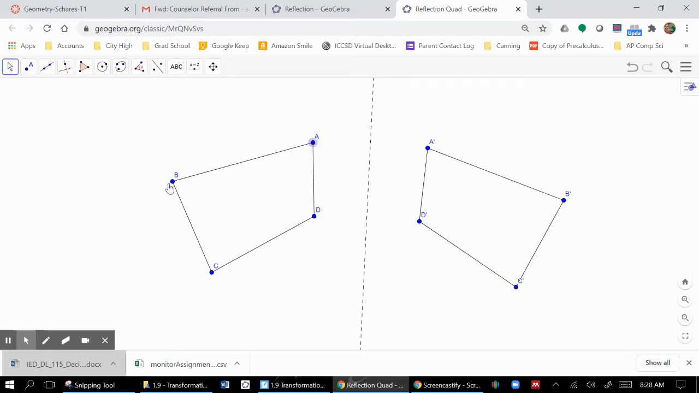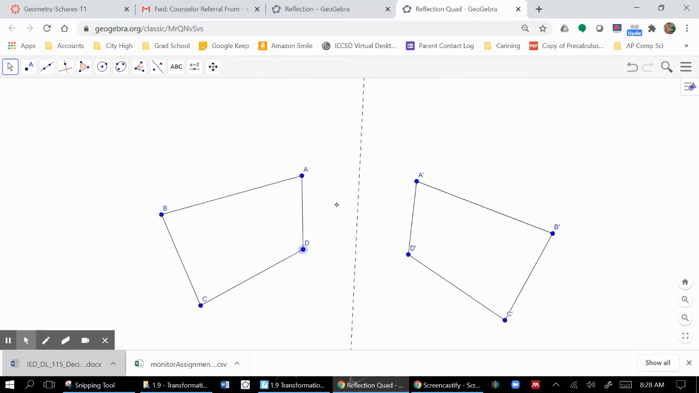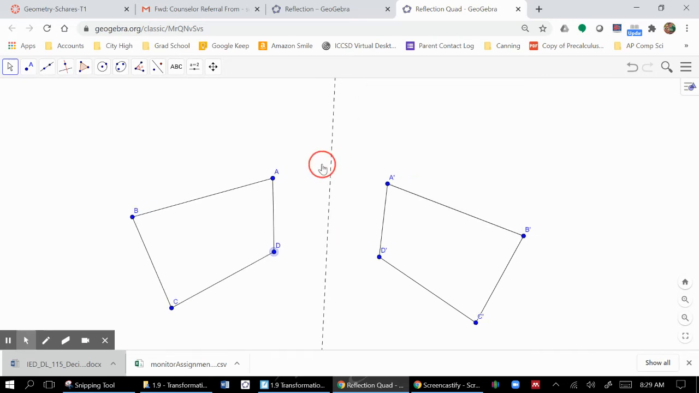Here it goes A, then B, then C, then D, going around in a clockwise motion. Or sorry, that's counterclockwise. On the other side here, A, then B, then C, then D goes around in a clockwise motion. So this one goes this way, this one goes this way. All right, so a couple of interesting things there with reflections.